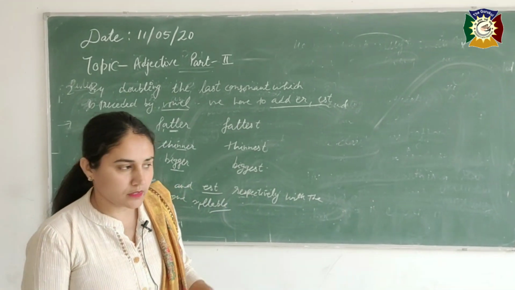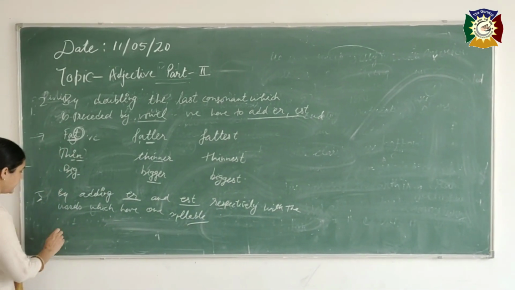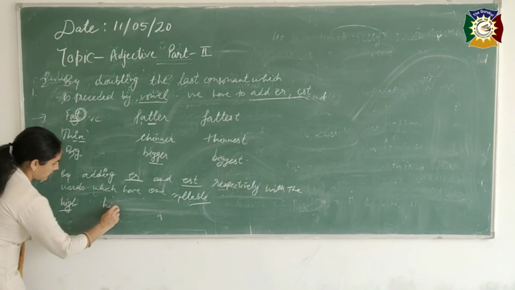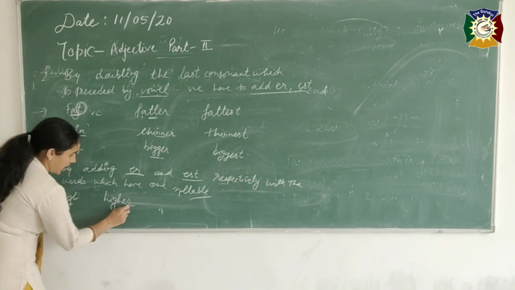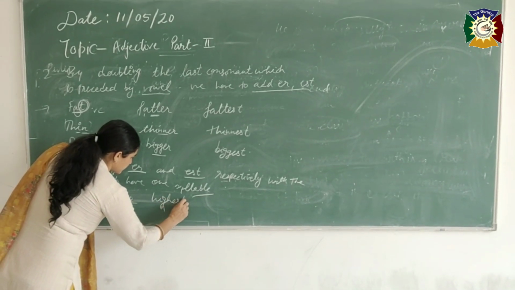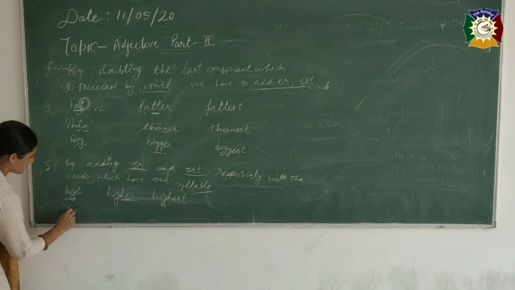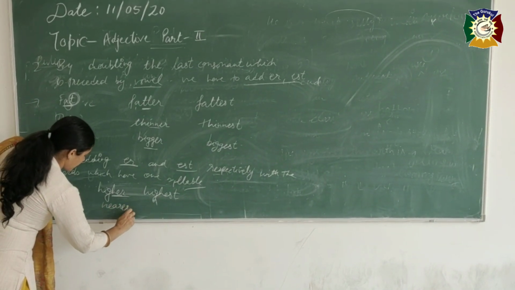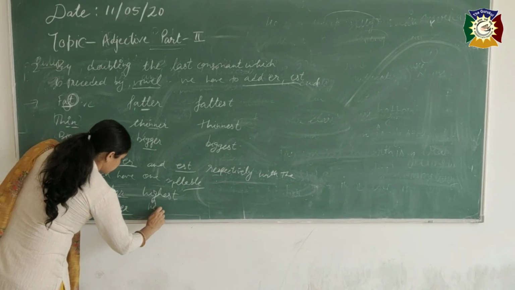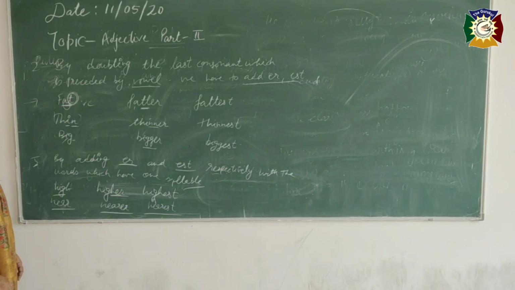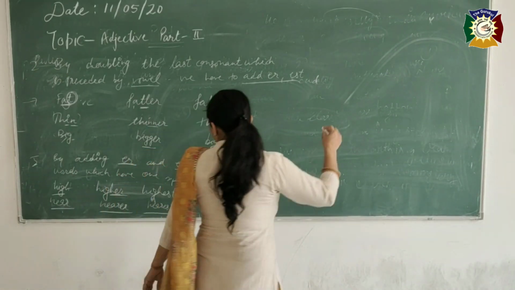For example, we can take here high, higher, highest. Right? Near, nearer, nearest. Good. Now we will go with the next rule.